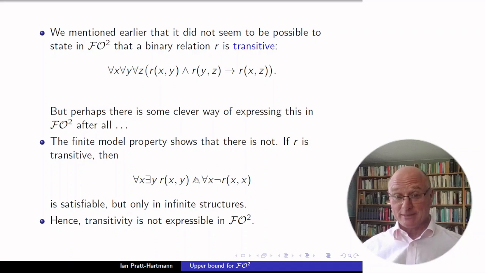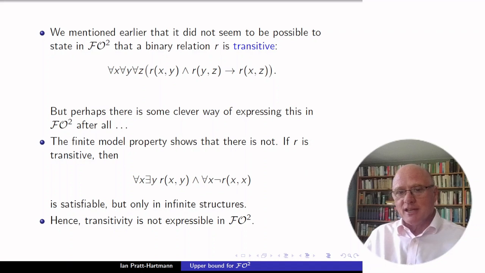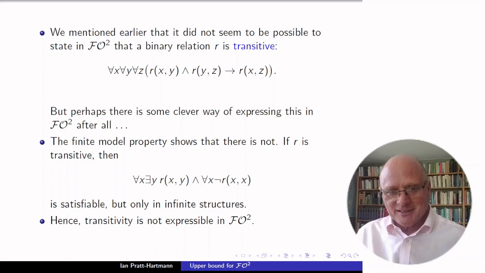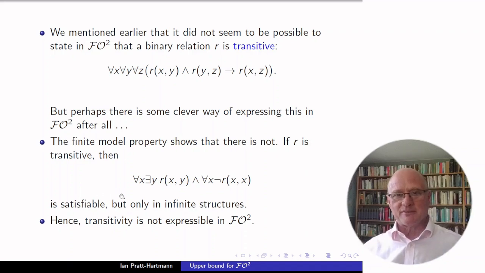So this is a two-variable formula, apart, of course, from the requirement that R is transitive. So if transitivity were expressible in FO2, then FO2 would lack the finite model property, and it has it. So transitivity is not expressible in FO2.